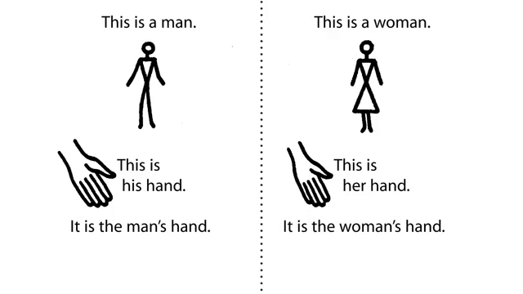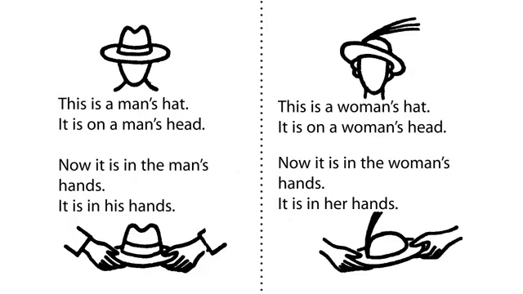This is a man. This is his hand. It is the man's hand. This is a woman. This is her hand. It is the woman's hand. This is a man's hat. It is on a man's head. Now it is in the man's hands. It is in his hands.